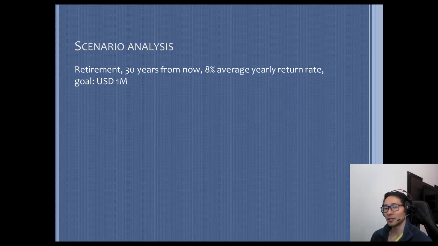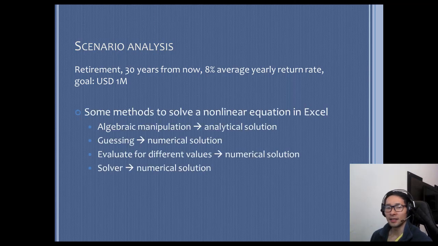So in order to calculate these amounts, we use the future value formula. And here we have some methods to solve that nonlinear equation in Excel. The first one is not really limited to Excel. It's called algebraic manipulation, or isolating x might sound more familiar to you. This means that we'll isolate the variable we want in the equation and then substitute all of the other variables by their numerical values and evaluate the variable we want.